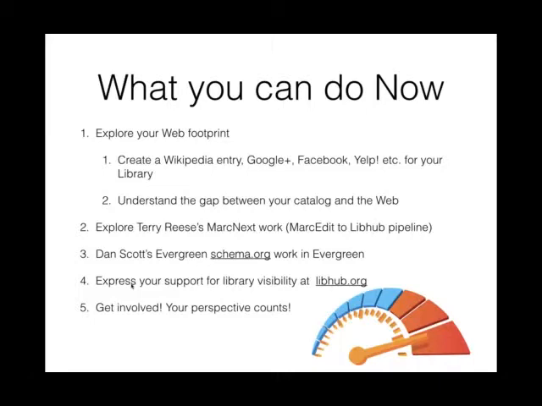Understand the gap between your catalog and the web. Search for your favorite public library and Harry Potter. Don't be surprised if you don't see your catalog, but you do see your blog post about something. Blogs are designed to be optimized for the web. Our catalogs are not. But it gives you a good understanding of what the challenges are related to exposing our catalogs to the web.